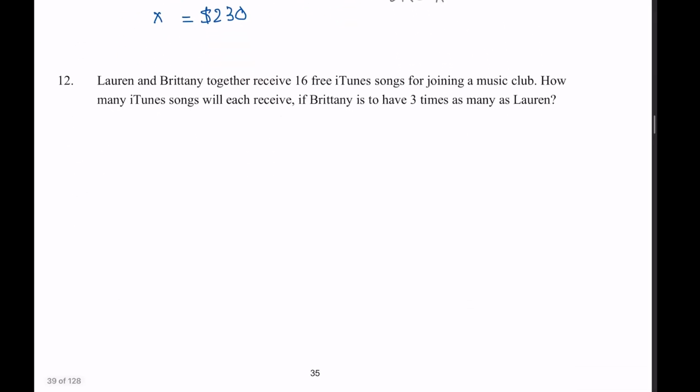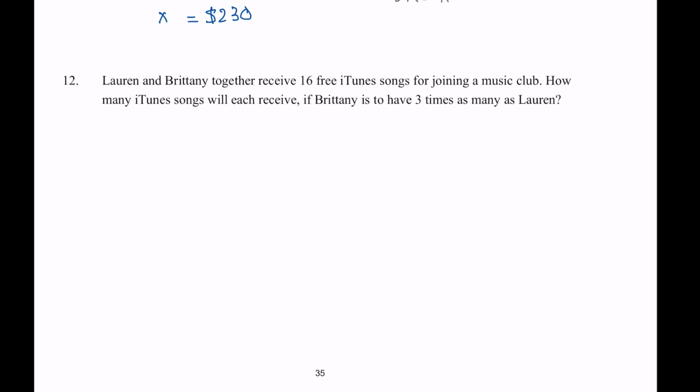And number 12, Lauren and Brittany together received 16 free iTunes songs for joining a music club. This is definitely a dated example, and everyone now would be streaming. Anyway, it is what it is.